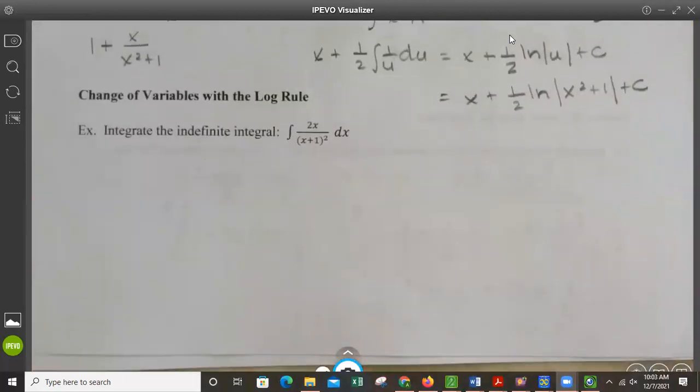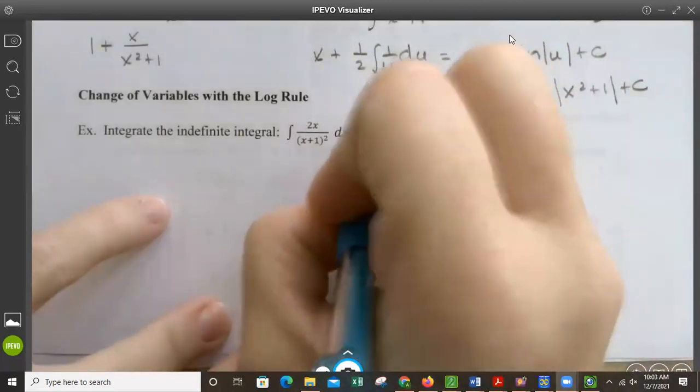All right, integrate the indefinite integral 2x over x plus 1 squared dx. And this one is change of variables. That means at some point you're going to have to plug in for x. Okay, so you guys remember those where we had to solve for x and then plug in. So when we write this, what is our u going to be?